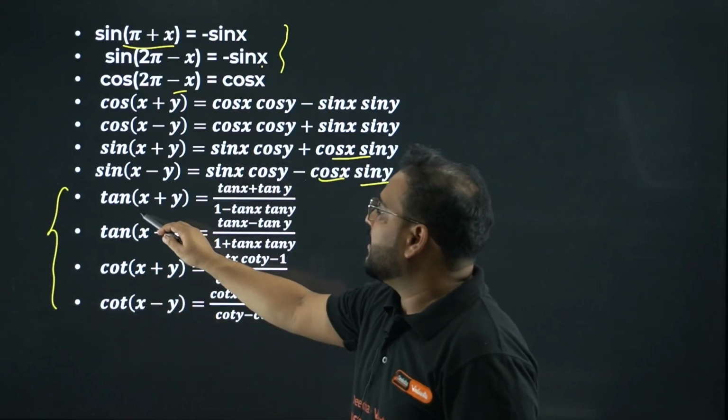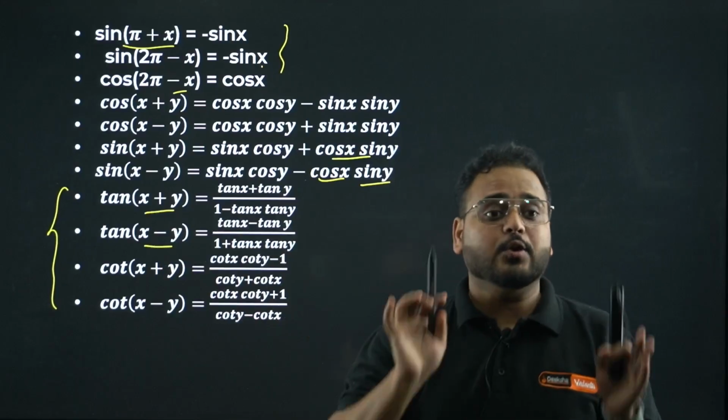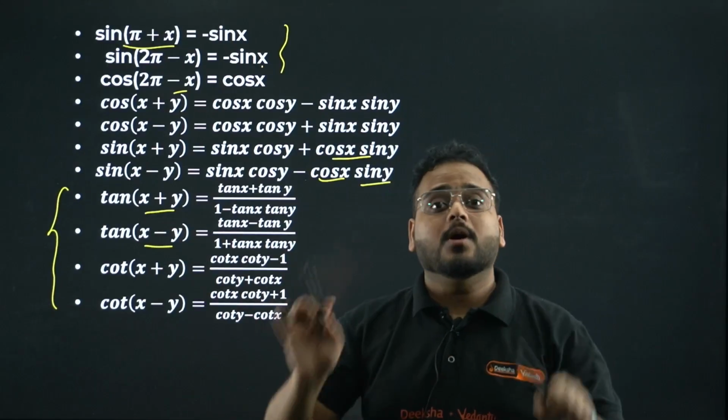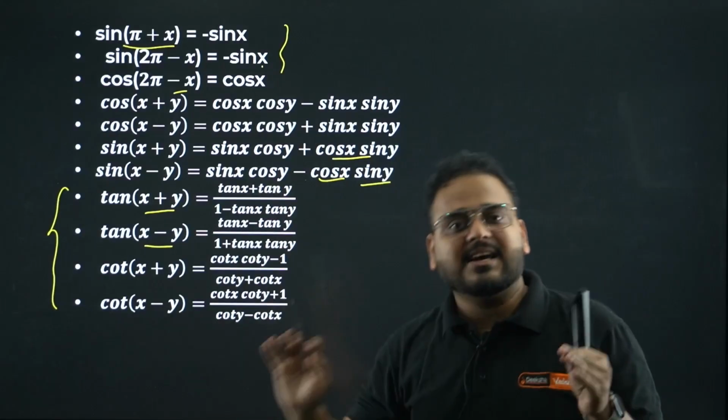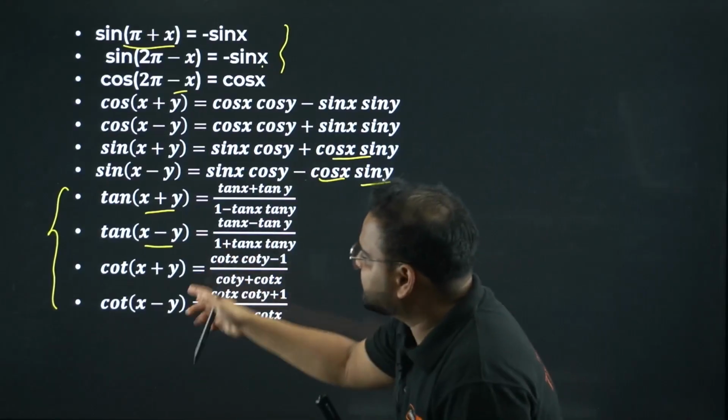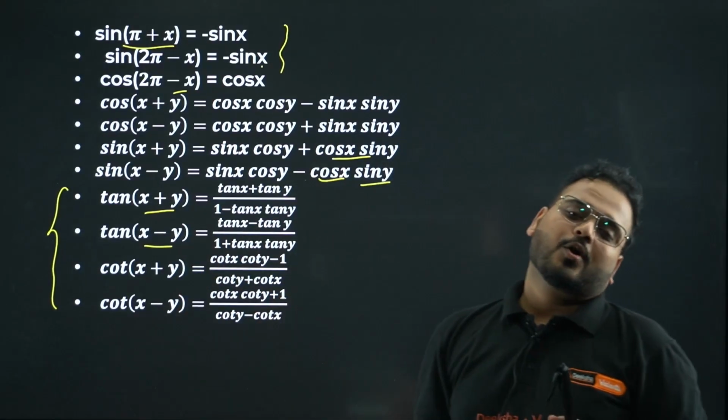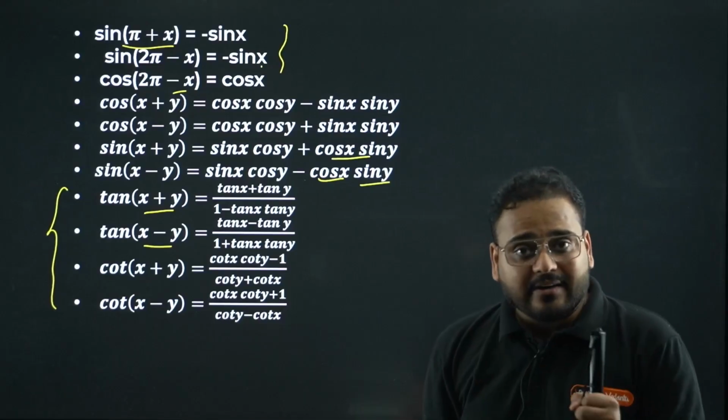Tan of x plus y, tan of x minus y. I know you already know this formula. I'm not saying that you don't know. You have to revise it. Even if you know, please go through the slides and revise these formulas for tan of x plus y, tan of x minus y, cot of x plus y, cot of x minus y. You'll do that, right? Yeah.